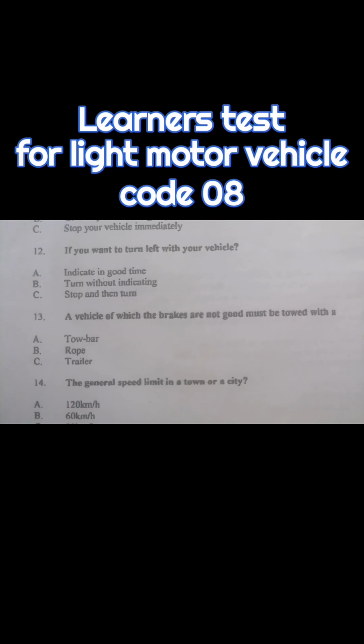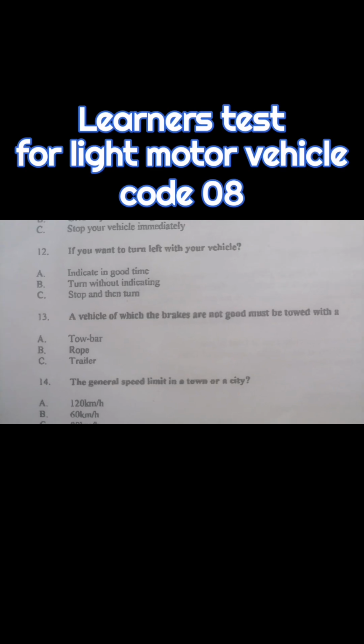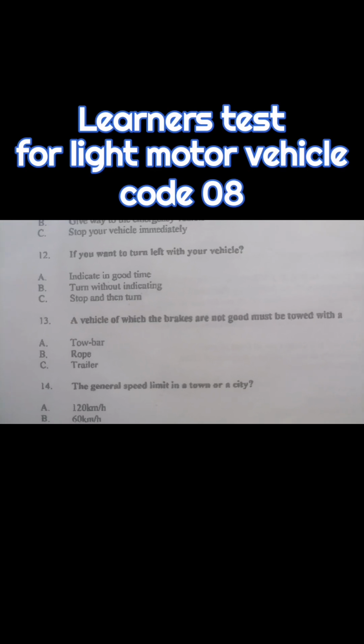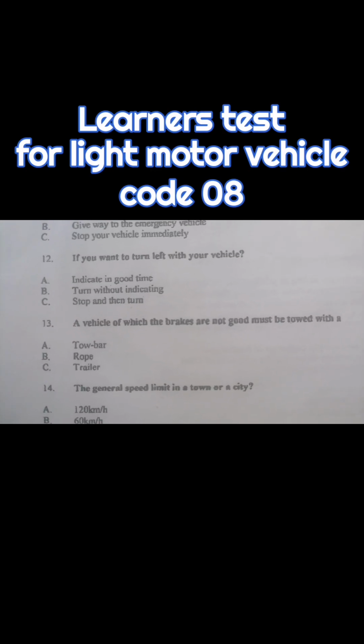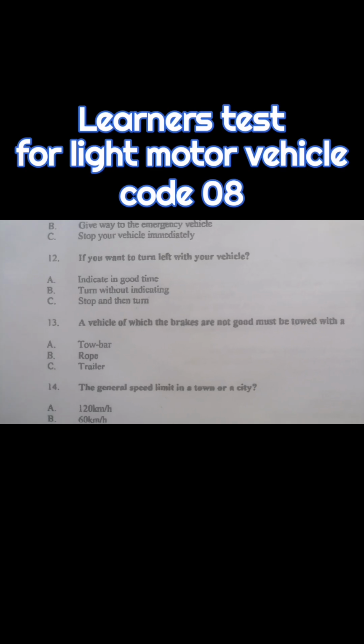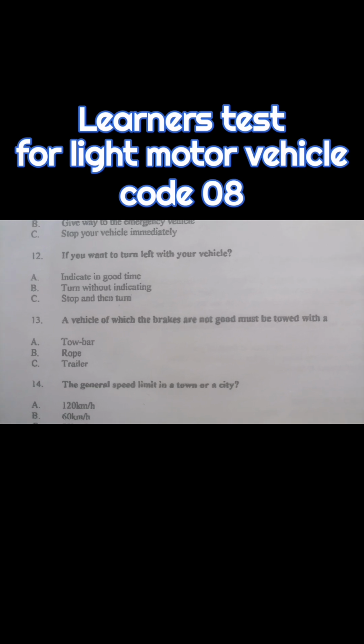Not a trailer as well, but in fact you will use a tow bar. A tow bar is a solid metal pipe that you hook up between the two vehicles. The rope actually goes through the pipe and connects the two vehicles so that when the one vehicle slows down, the other one slows down as well. Alright, so our answer there is going to be a tow bar.